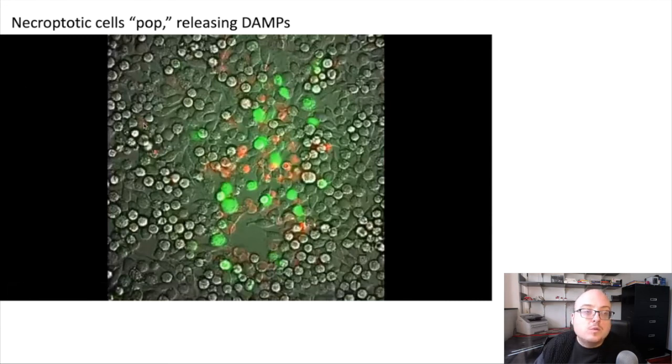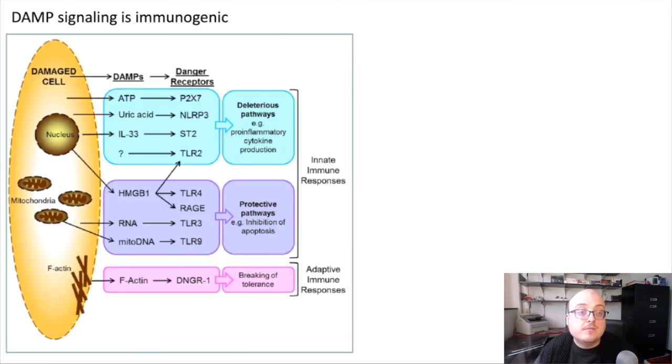So the point that I'm making here is that necroptotic cells pop as opposed to blebbing, and when they do so, they release DAMPs, which is quite immunogenic. So why is DAMP signaling immunogenic? Well, a couple of major points that I want to show here are that, first, what are DAMPs?